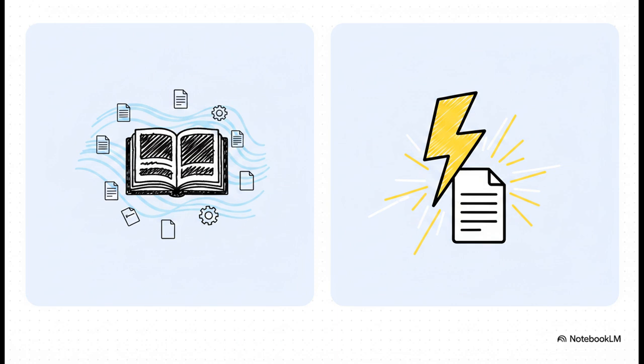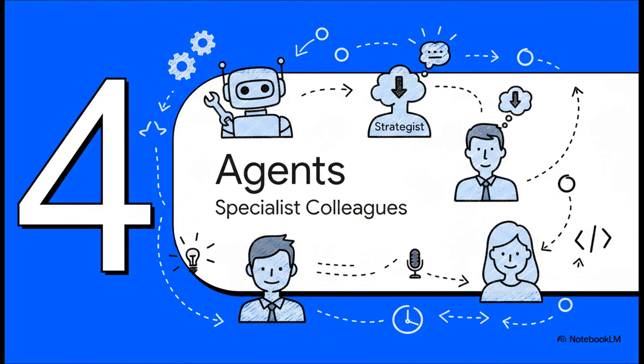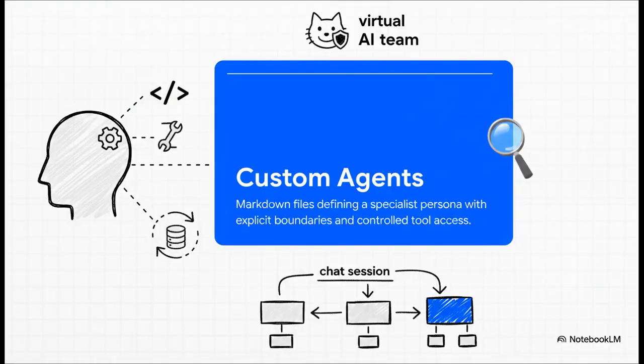But you use prompts when you want to explicitly command the AI to run a specific named play right then and there. Make sense? Okay, Section 4, Agents, or as I like to call them, your specialist colleagues. An agent isn't just your standard, run-of-the-mill, generic AI. It's actually an expert tailored for a very specific role in your workflow.